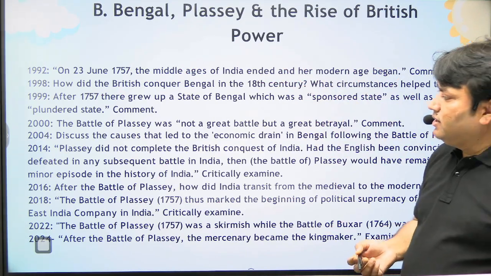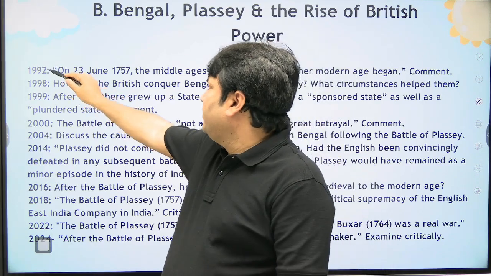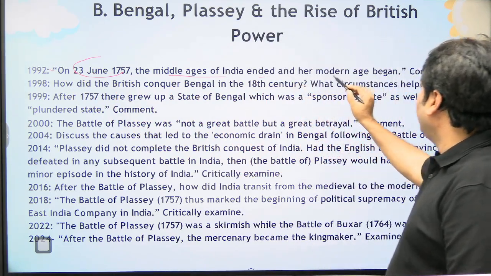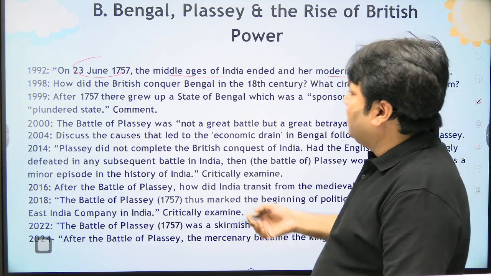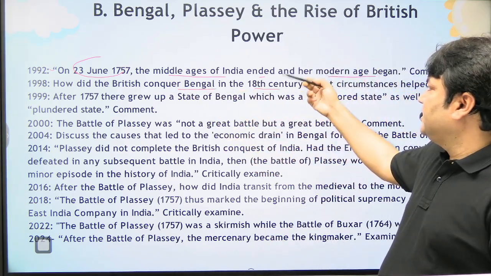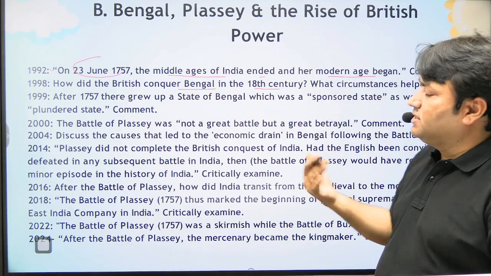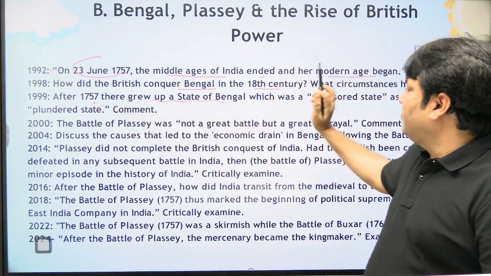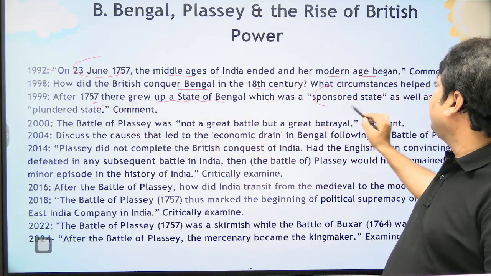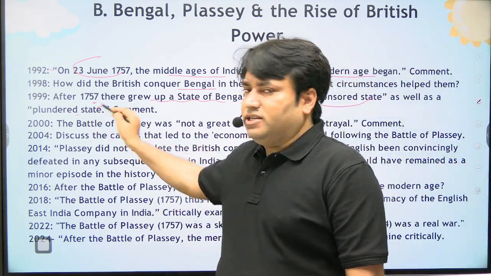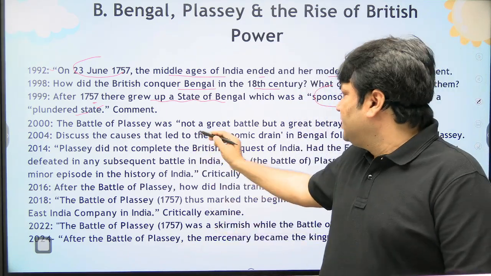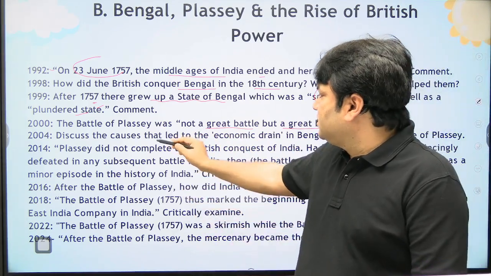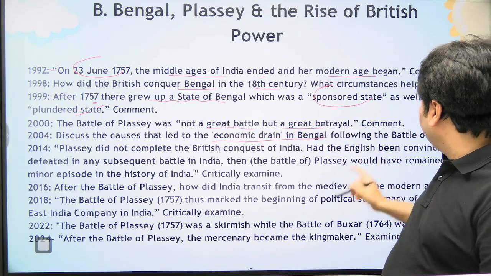The questions here: 1992, on 23rd June 1757, the Middle Ages of India ended and her modern age began. Discuss. How did the British conquer Bengal in the 18th century? What circumstances helped them? After 1757, there grew up a state of Bengal which was a sponsored state as well as a plundered state. The Battle of Plassey was not a great battle, but it was a great betrayal. Comment. Discuss the causes that led to the economic drain in Bengal following the Battle of Plassey.